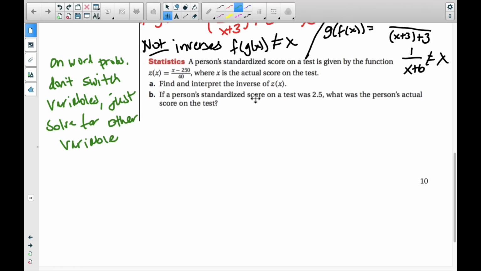Last problem is a word problem. And here's the deal. When you're doing word problems, don't switch the variables. Like, don't switch your x with your y. You just solve for the other variable. And there are a lot of reasons for this, but mostly, usually when we have word problems, we don't have x and y. We have like base and height, or cost and profit, or different things like that that aren't really x's and y's.